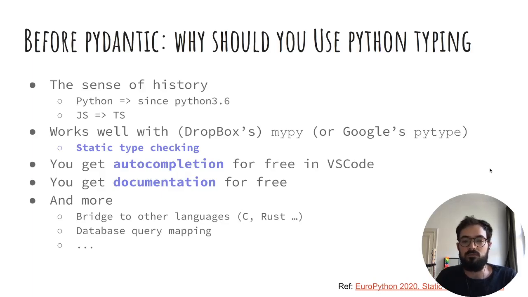One of the reasons why it's so good is because it works well with what's called static type checking. There are libraries like MyPy from Dropbox or PyType from Google that are able to analyze your code and the typing annotations that you put there, and they are able to catch bugs pretty early, even before you run your code. So before you run your code anywhere, it's going to just pick up the typing errors and let you know that something must be wrong here.